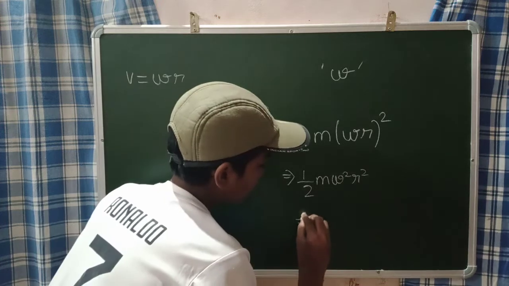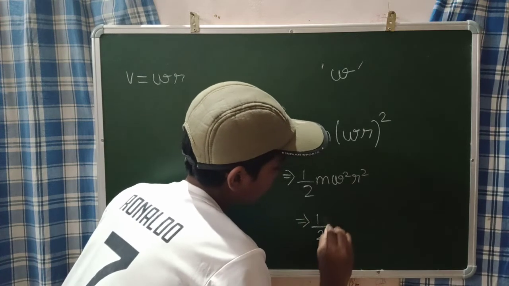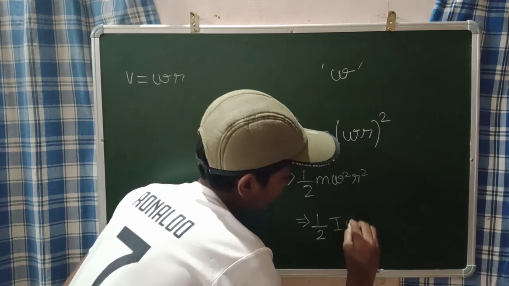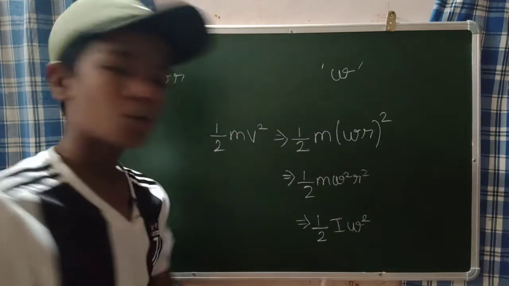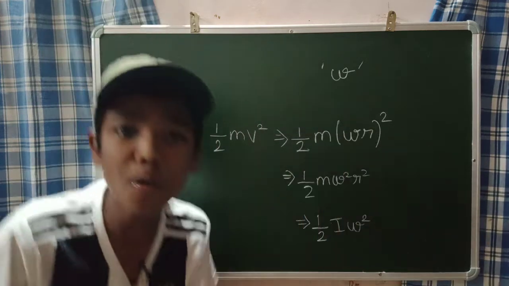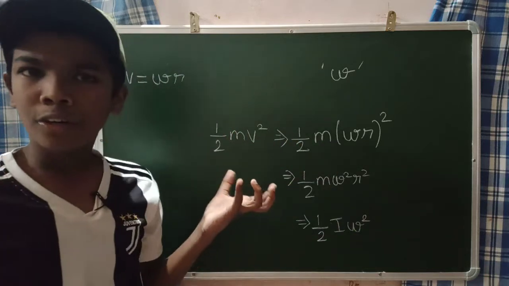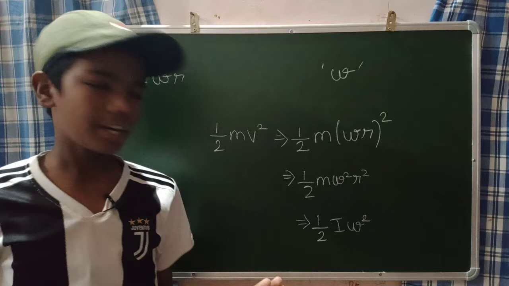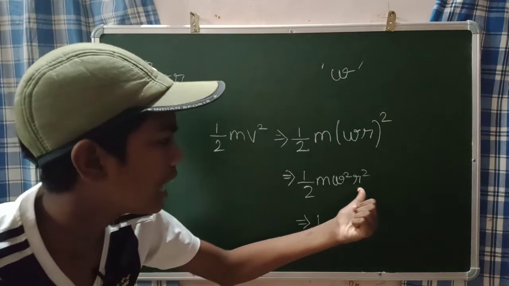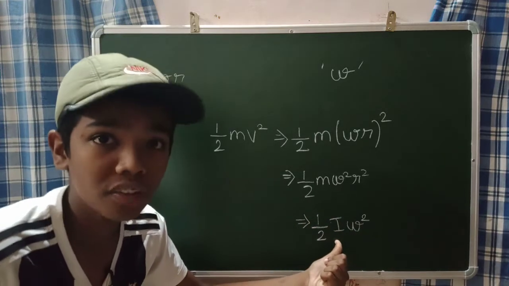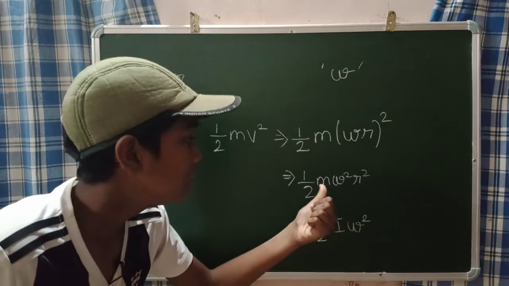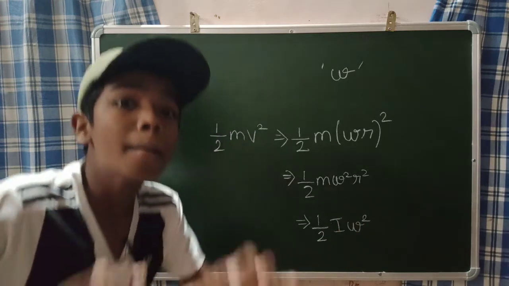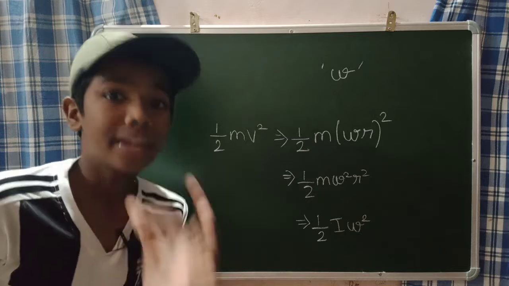So this term can also be written as half into I into omega square, and that's your new kinetic energy which I found just from this half m v square. I did not do any new things. That's the basic thing which you guys already know. So this m into r square can be written as I, the moment of inertia, because mass into radius square is the moment of inertia, which you learned in the first part of rotational motion.